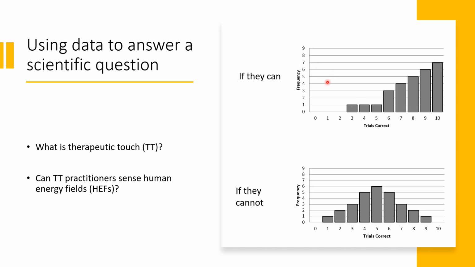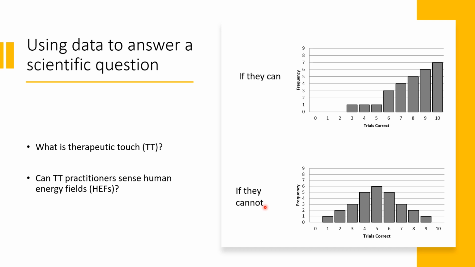So if the participants were very good at sensing human energy fields, you would expect them to do well. Maybe the most common score would be 10 out of 10. But certainly you'd expect a negatively skewed distribution where most of the responses are 8, 9, 10. And then maybe there's a few who had a bad day. Who knows?